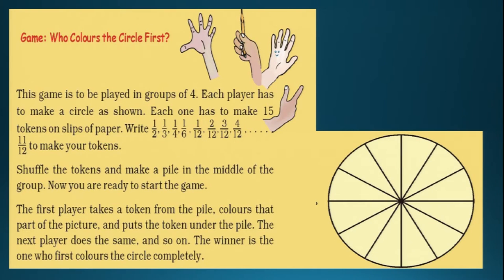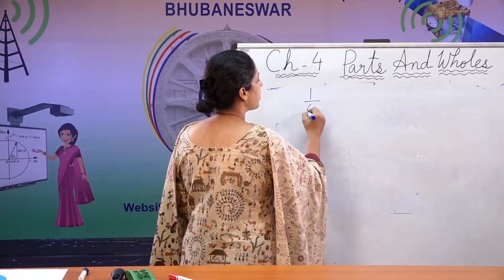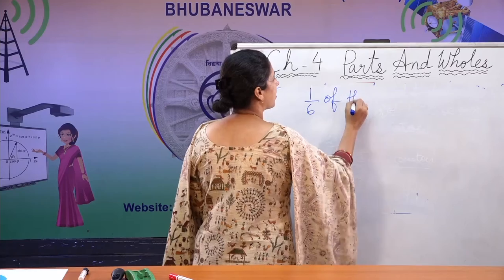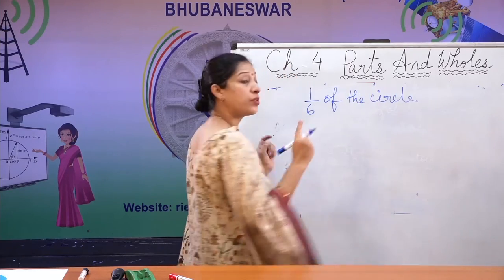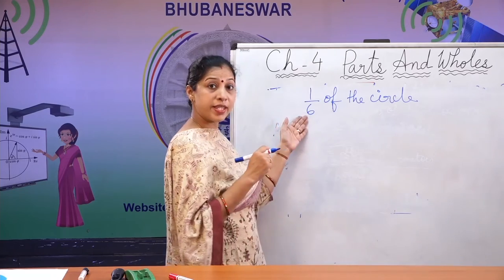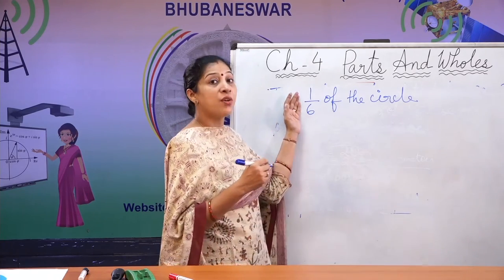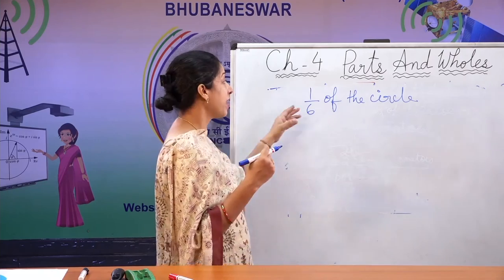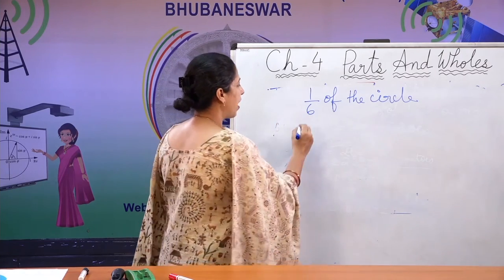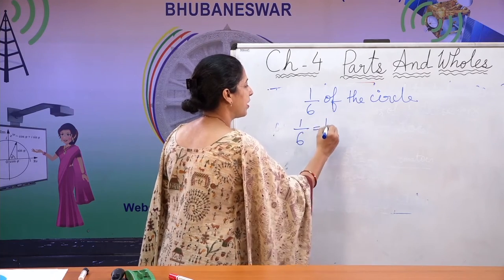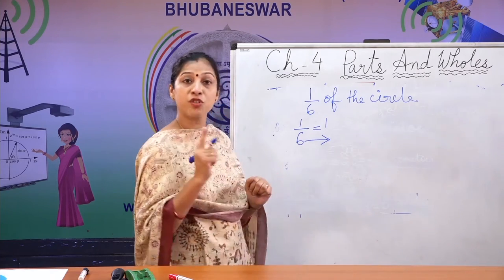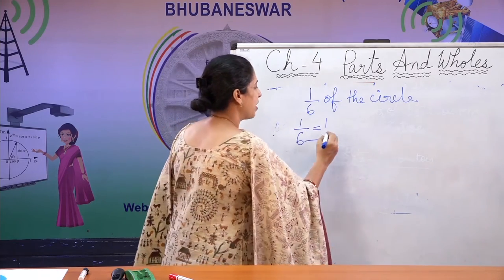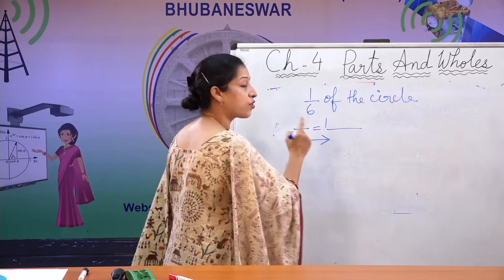Now, if your friend has got 1 by 6 and you have divided the circle into 12 parts, your friend has to color 1 by 6 part of the circle. And the circle is divided into 12 parts. So, how will we do it? It is written 6. There are no 12 parts. For that, we can convert this 1 by 6 into a fraction having an equal number of parts, that is 12. So you can just multiply. What can you multiply 6 by to make 12? Yes, you can multiply by 2. 6 into 2 is equal to 12.